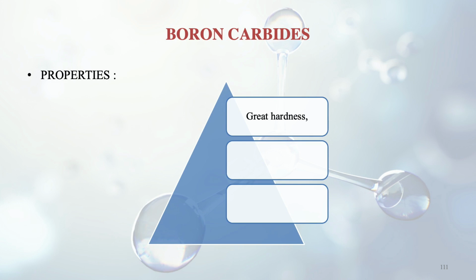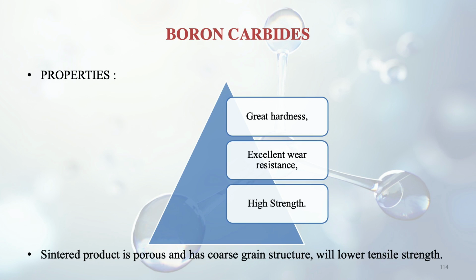After discussing silicon carbide and nitride, we now move on to boron carbide. It has great hardness and excellent wear resistance, and high strength is also there. The sintered product is porous and has a coarse grain structure, so it has low tensile strength. We have discussed this in the iron carbon diagram and in previous discussions, where coarse grain and fine grain were there, so recall that. With coarse grain we get a low tensile strength.